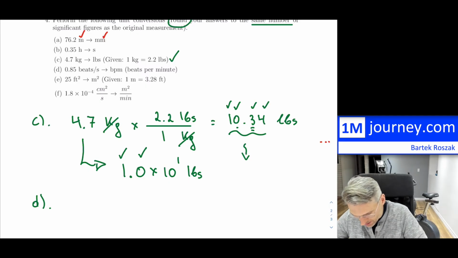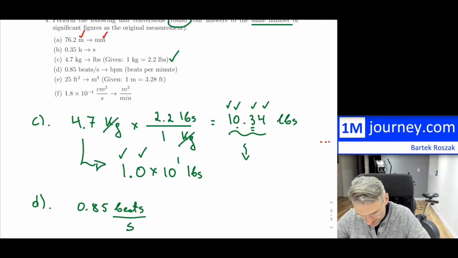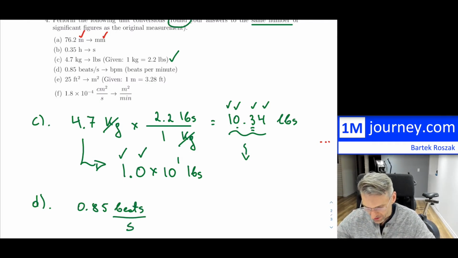Now this is 0.85 and it's beats per second. Okay, so beats, I'm going to write it like this, beats per second. Now they wanted beats per minute. Okay, well then we don't want those seconds. So we have to get rid of the seconds.